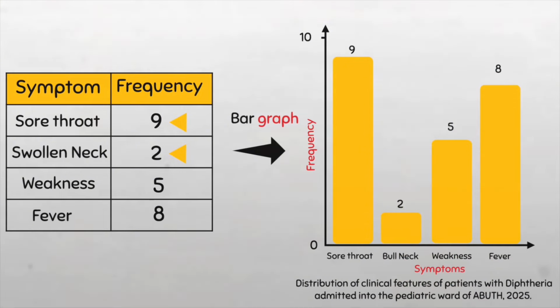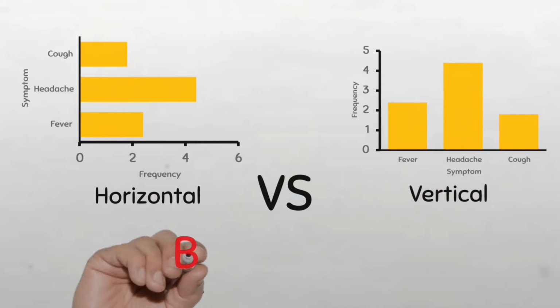Now we have a bar chart and we can visually compare the values of the data. We see clearly that the most common symptom was sore throat, while the least common was bull neck. Easy peasy. Horizontal versus vertical bar graphs.